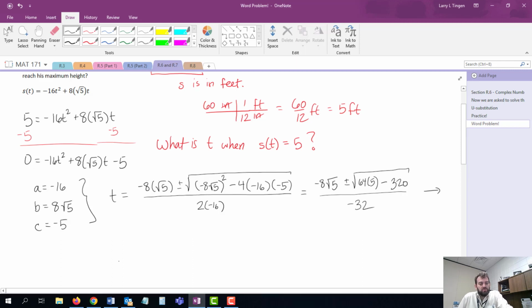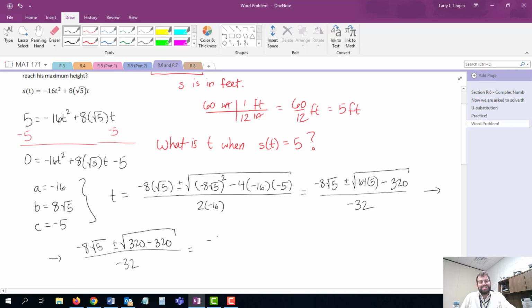I'm going to scoot to the next, just come down to the next. I'm looking at negative 8 times the square root of 5 plus or minus the square root. 64 times 5 is 320. And something amazing has happened. Whenever we dealt with quadratics up to this point, we've always had that plus minus. That plus minus gives us 2 answers, correct?